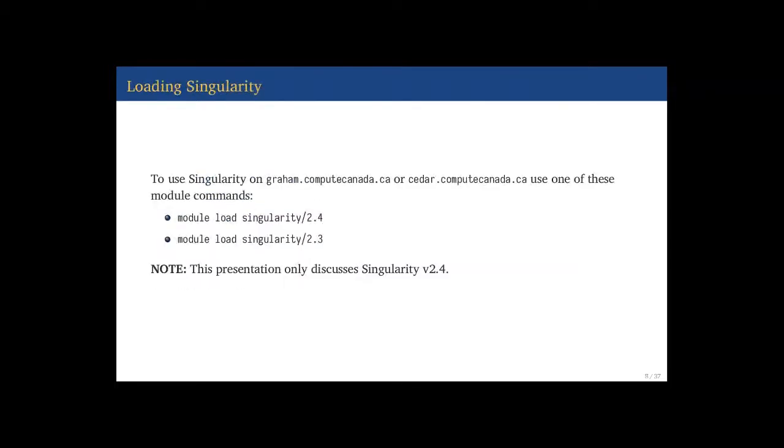So when you want to load Singularity on Graham and Cedar, you would use module load Singularity and put the version number. If you don't put the version number right now, you get Singularity 2.3, and I strongly recommend, unless you have a very good reason to use version 2.3, to use version 2.4. Your files are backwards compatible and all that stuff, so if you had it from version 2.3, it should still work. But they changed the command line interface to be much easier to use with version 2.4, and it is way easier to build new images and do things like that with version 2.4.